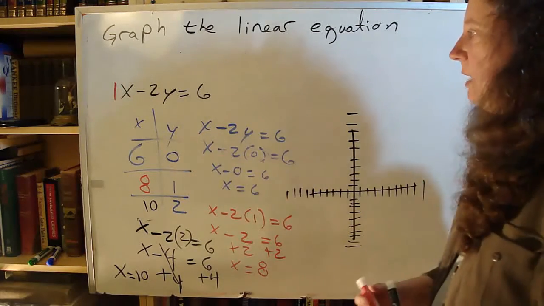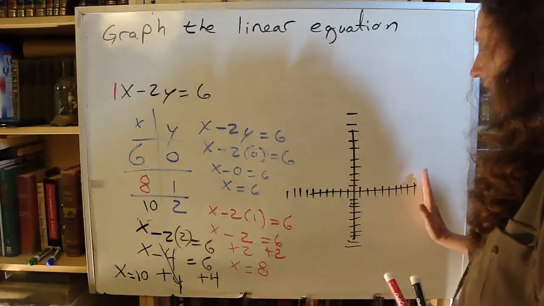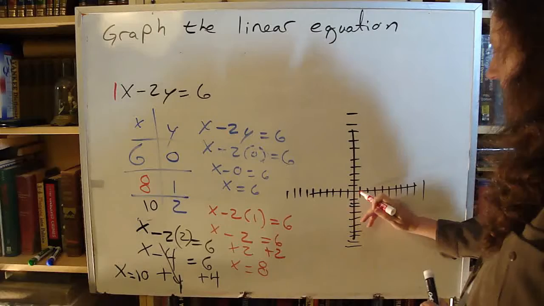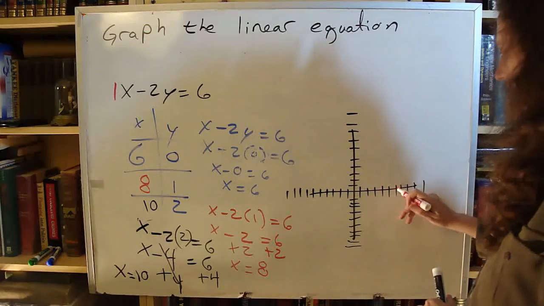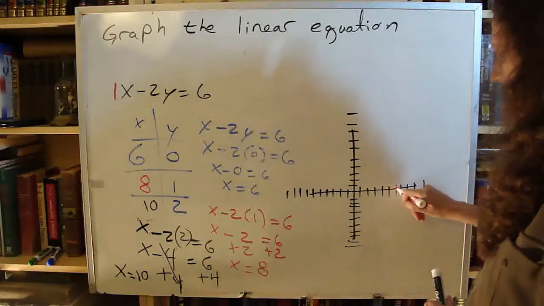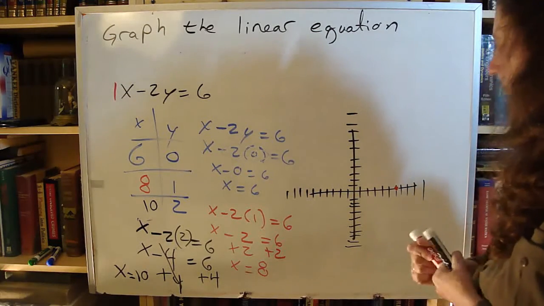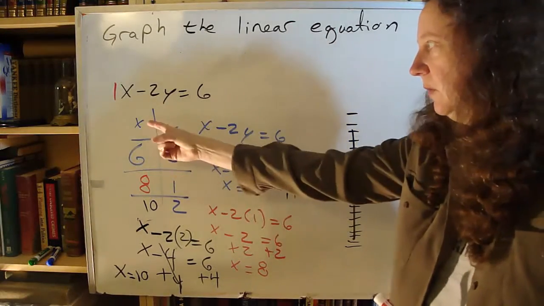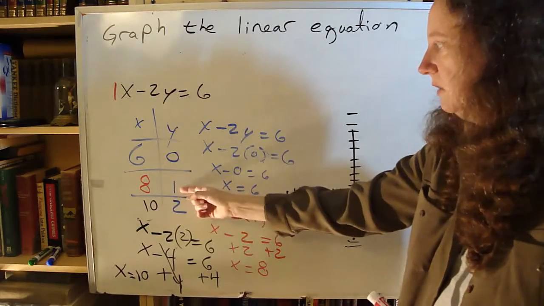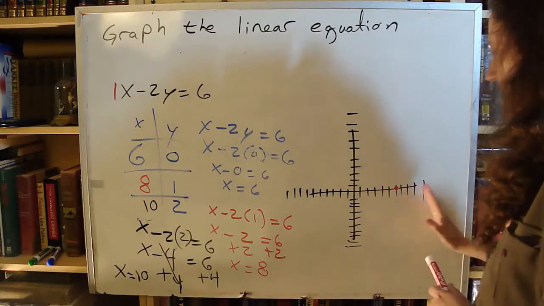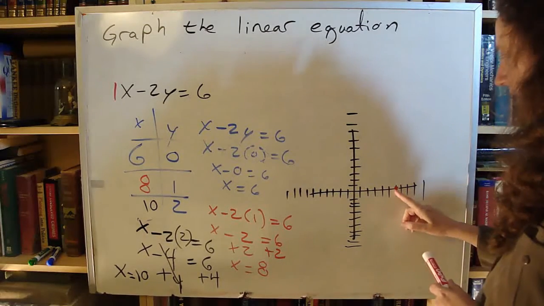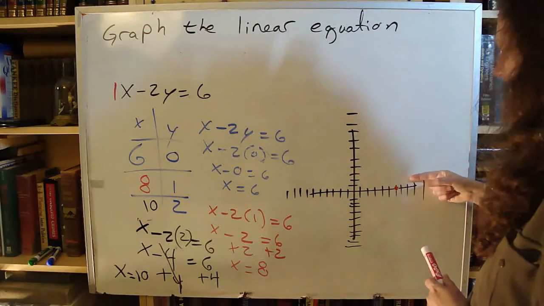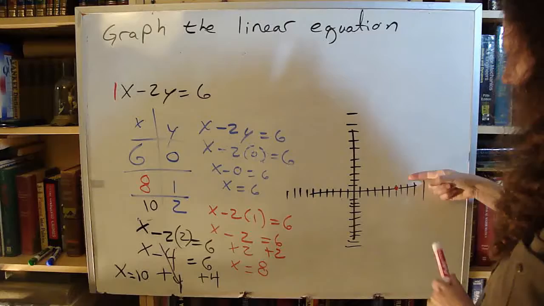Graphing my numbers, 6, 0. So that's 6 on my x and 0 on my y. So I count out 6, 1, 2, 3, 4, 5, 6, and I go up and down 0, so that puts my dot right there. Second point, 8, 1. So x is 8, y is 1. So on my x's, I count to positive 8. That was 6, so 7, 8. On my y's, I count up 1 space. So my dot is going right there.